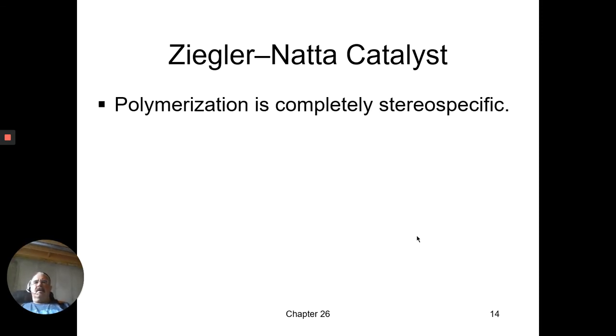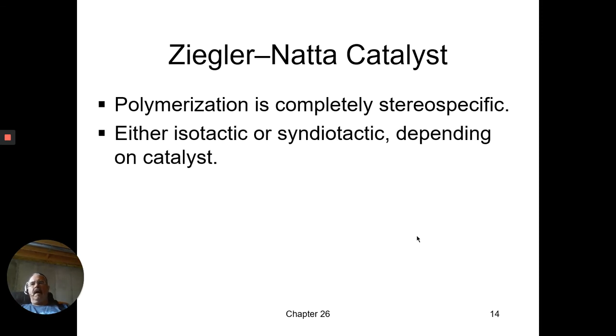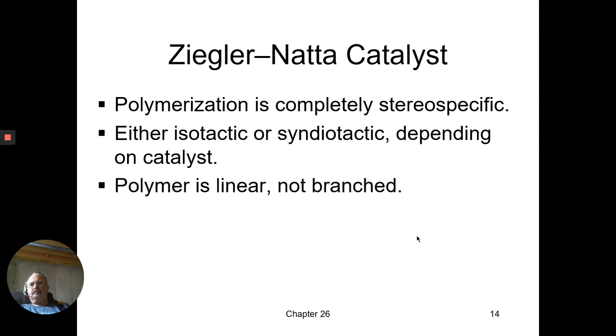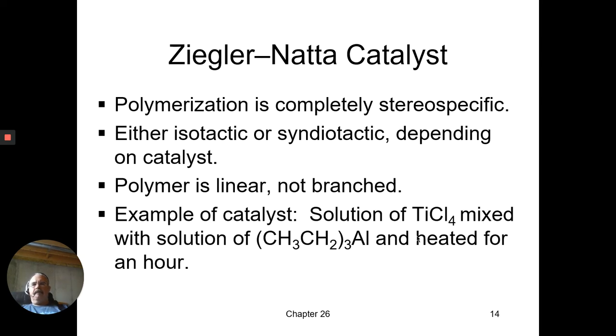The Ziegler-Natta catalyst was developed by two Italian chemists, and this allows polymerization to be completely stereospecific, either isotactic or syndiotactic, depending on the catalyst. The polymer is linear and not branched. Examples of the catalyst include titanium tetrachloride mixed with a solution of triethyl aluminum and heated for an hour.